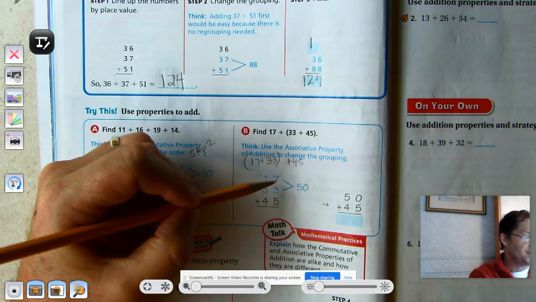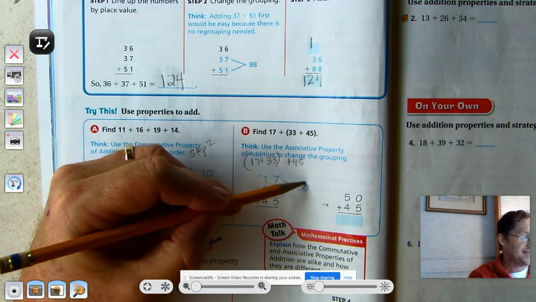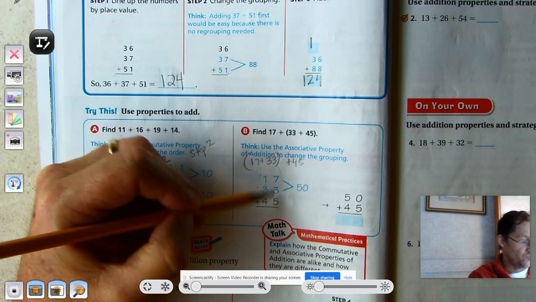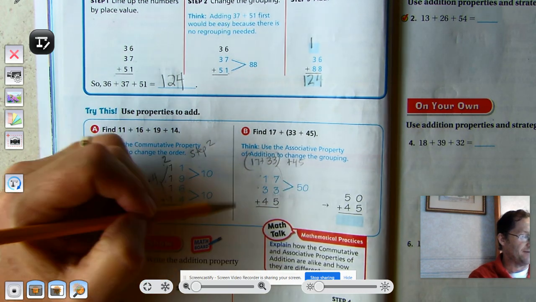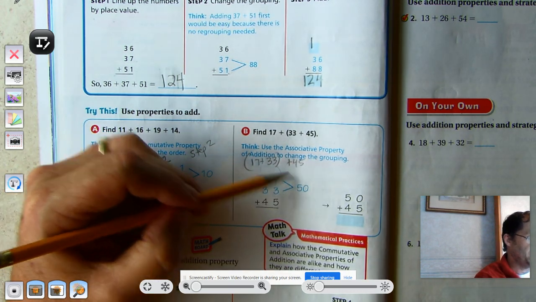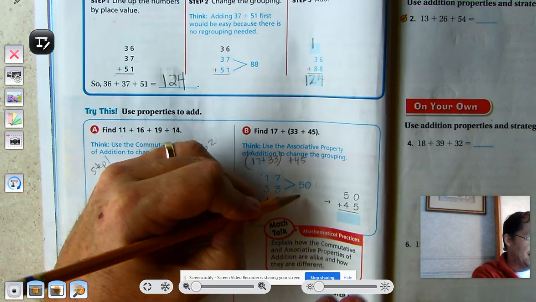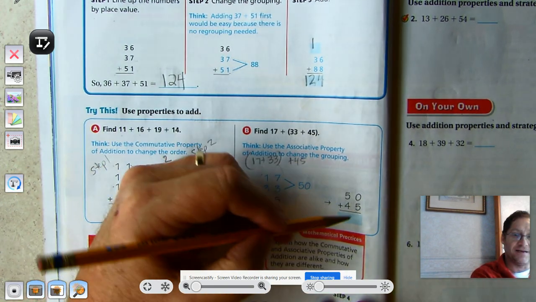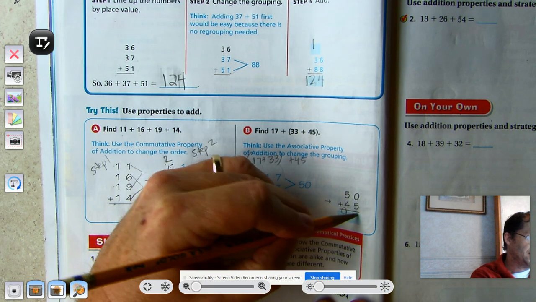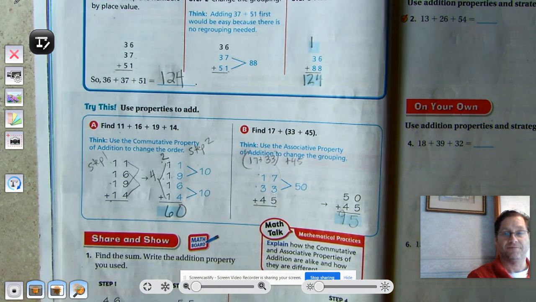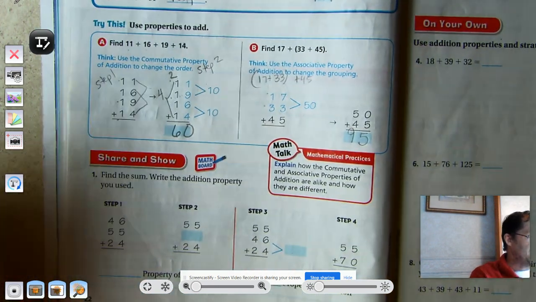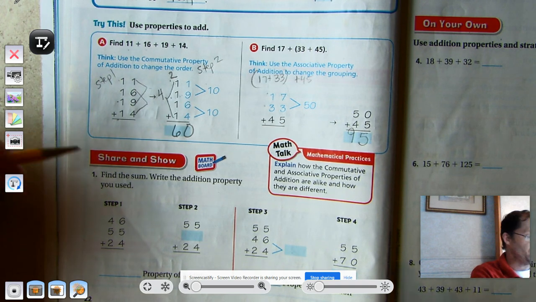17 plus 33. 7 and 3 is 10. Regroup the 10, and we get 5. So 5 tens is 50. And now we're going to add the 45. 50 and 45, we can add in our head, and that gives us 95. All right, find the sum, write the addition property you used.